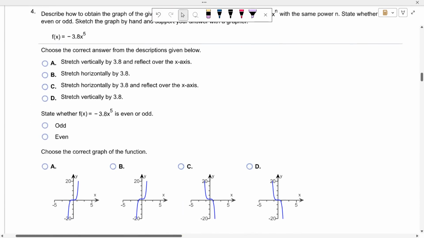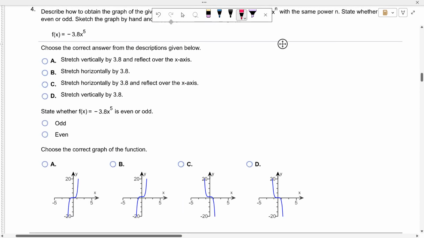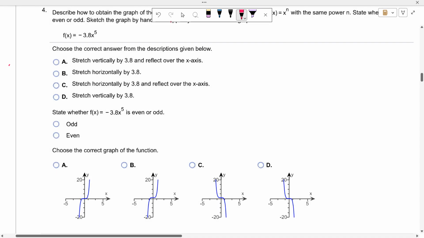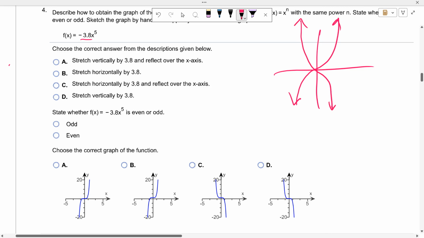Okay. -3/8 x to the fifth. What does the -3/8 do to it? Okay. The normal x to the fifth goes like this. The -3/8 makes it opposite. Makes it go like this. And then 3/8, since it's smaller than -1, it's a stretch. It's a stretch vertically, and it's reflected over the x-axis. This flips up to here. This flips down to here.